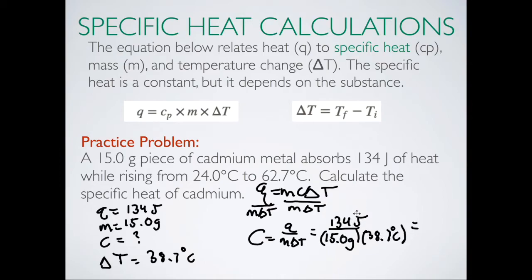You divide by 15 and you divide by the 38.7 and you get 0.231. For the units, nothing cancels out here. So I'm left with units of joules over grams degrees Celsius. And that's what you should expect for a value of C. Specific heat capacity always has those units.